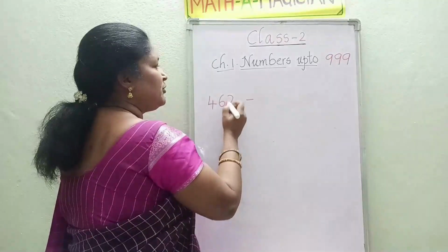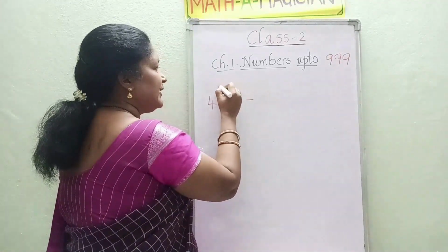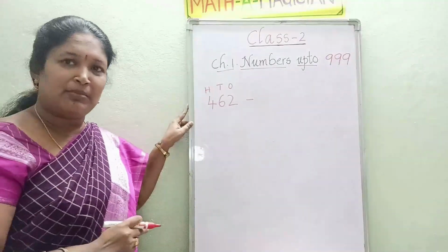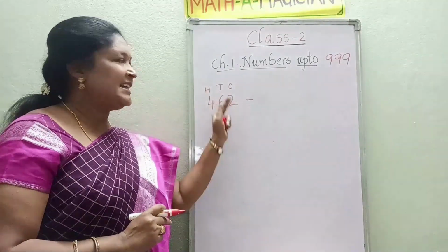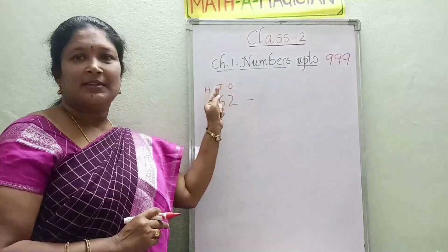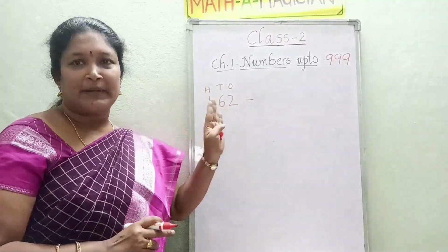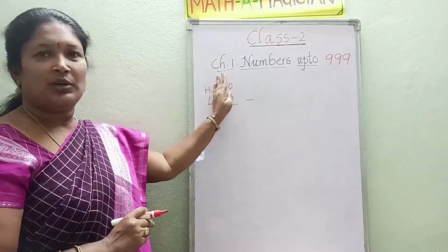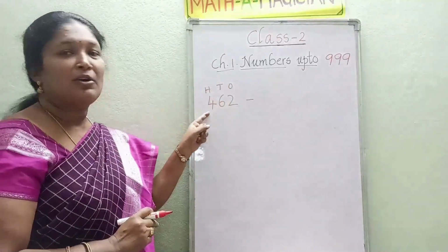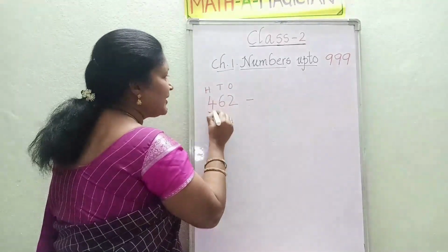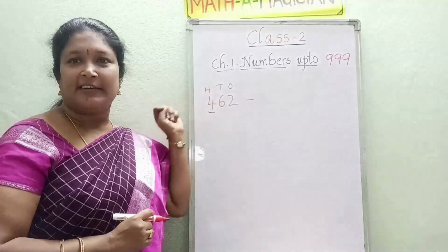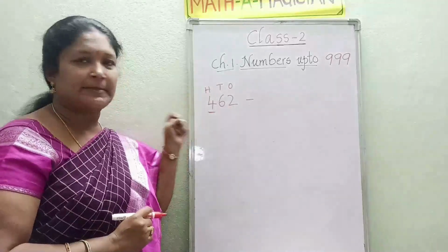write the number name of this? Ones, tens, hundreds. Whenever you are going to write the number name, you have to place that like ones, tens, hundreds, compulsory. So how to read that number? First, the highest place value. What is the highest place value here? 4 is in hundreds place.